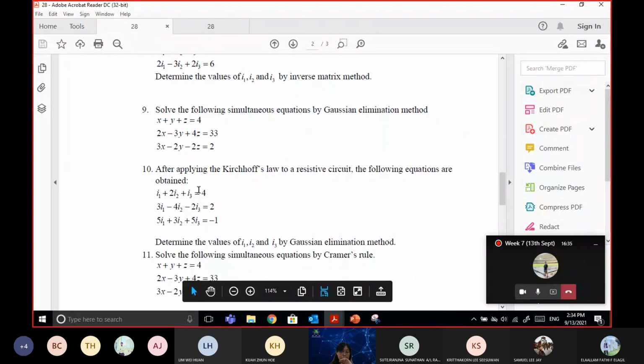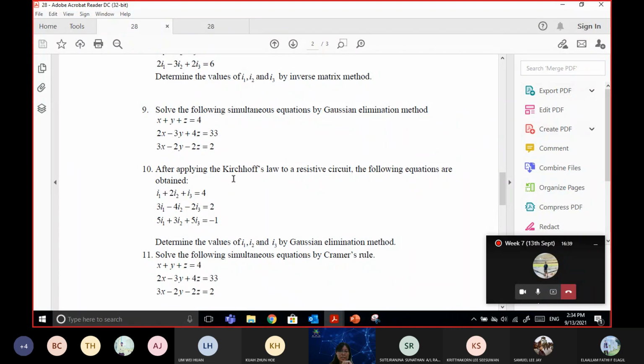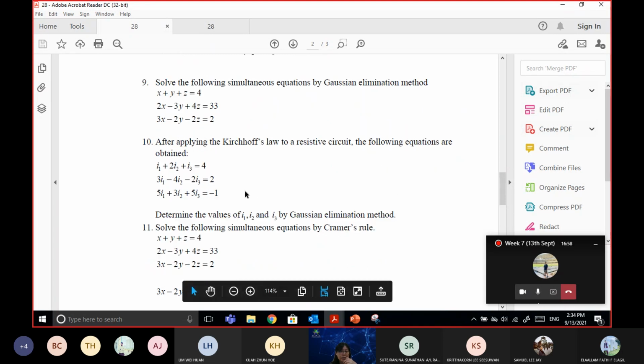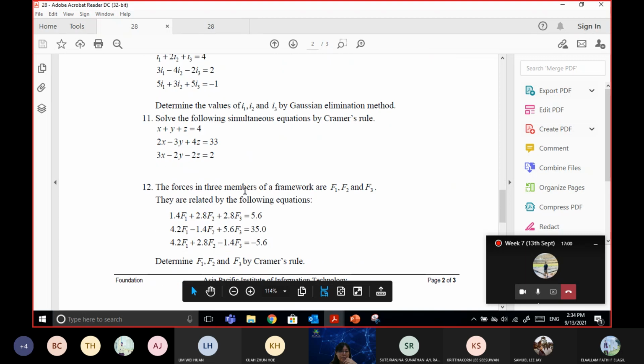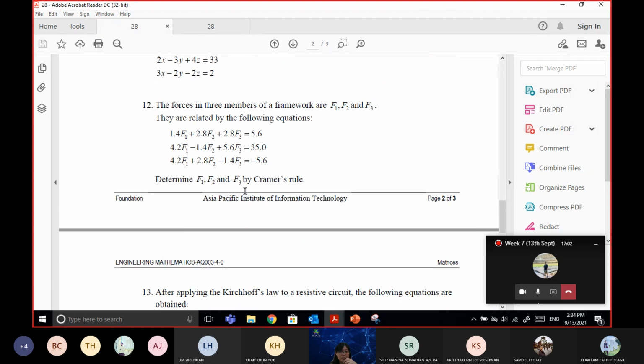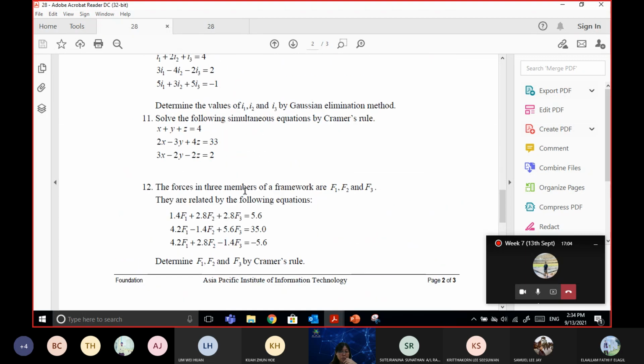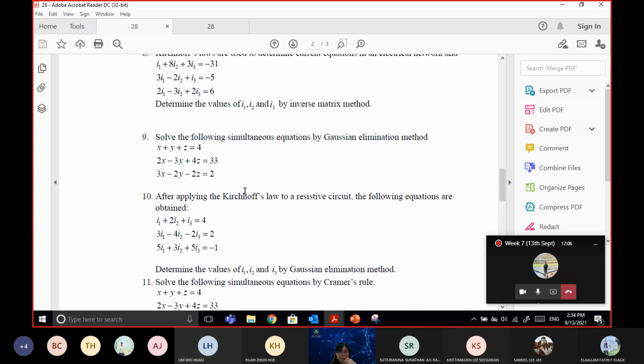Okay, question number 9. Last lecture class, we covered the simultaneous equations again for 3 unknowns, using the Gaussian elimination method and also Cramer's rule. So let's look at questions 9 and 10 using Gaussian elimination method. Then the other 3 questions use Cramer's rule.